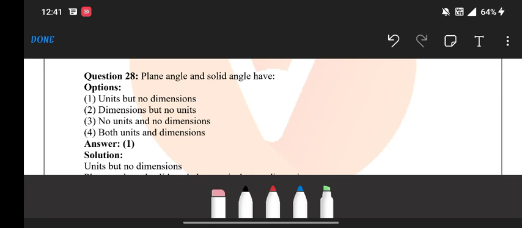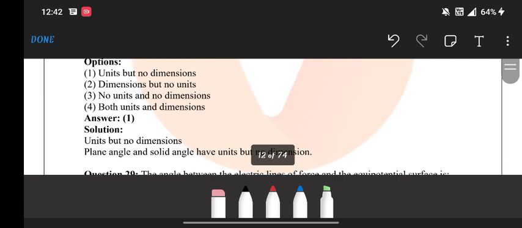Okay, moving on to our next question, question number 28. Plane angle and solid angle: they have units but not dimensions; they have dimensions but not units; no units and no dimensions; both units and dimensions. Which option is correct? We have to find.